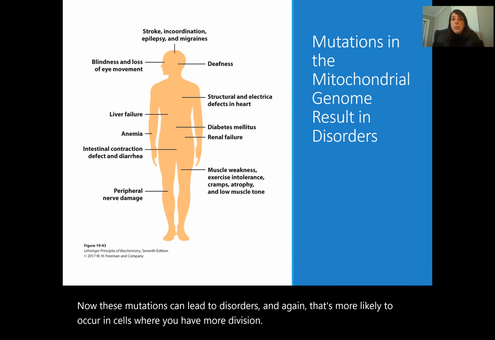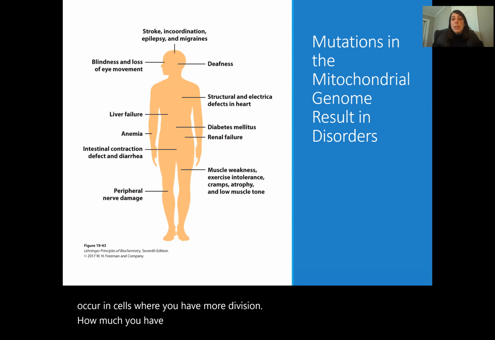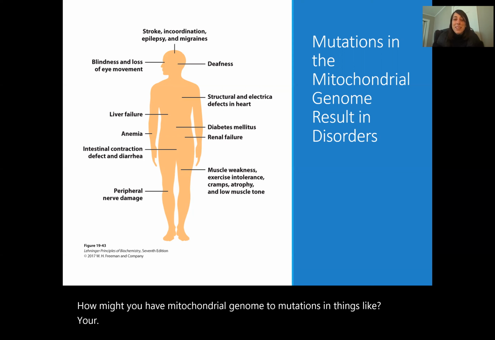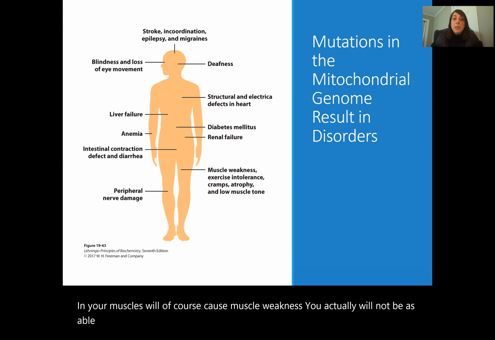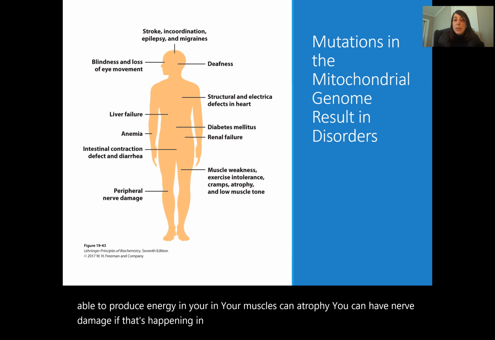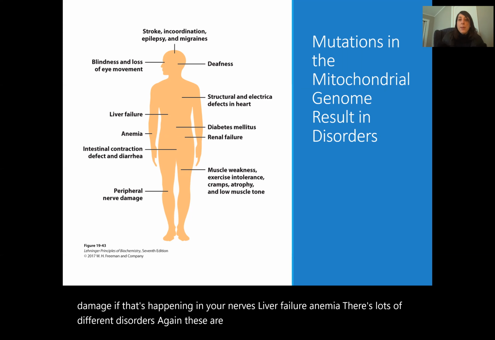If you have mitochondrial genome mutations in things like your pancreas, for example, you can have diabetes produced. Things in your muscles will, of course, cause muscle weakness. You actually will not be as able to produce energy in your muscles. You can have atrophy. You can have nerve damage if it's happening in your nerves, liver failure, anemia. There's lots of different disorders. Again, these are separately connected to different types of mutations.